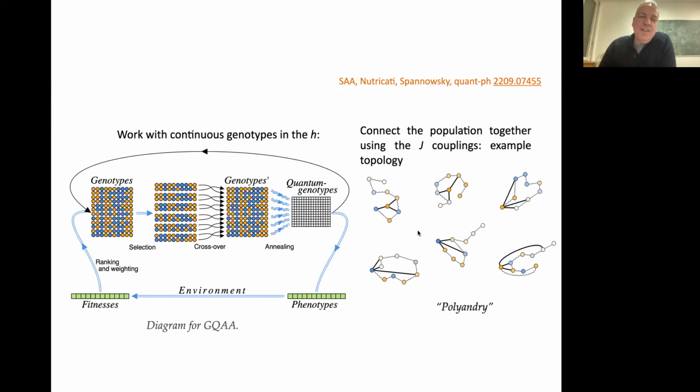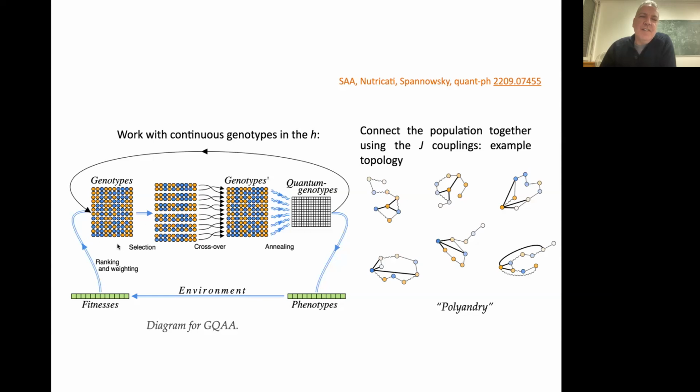In addition, we of course have our J couplings, and what that means is that if we have in the population an individual that's very fit, and we want all of the others to know about it, we can use the J couplings to do that. And this is what you can't do in a normal genetic algorithm: we can have a coupling between, say, the fittest individual and the weaker individuals.